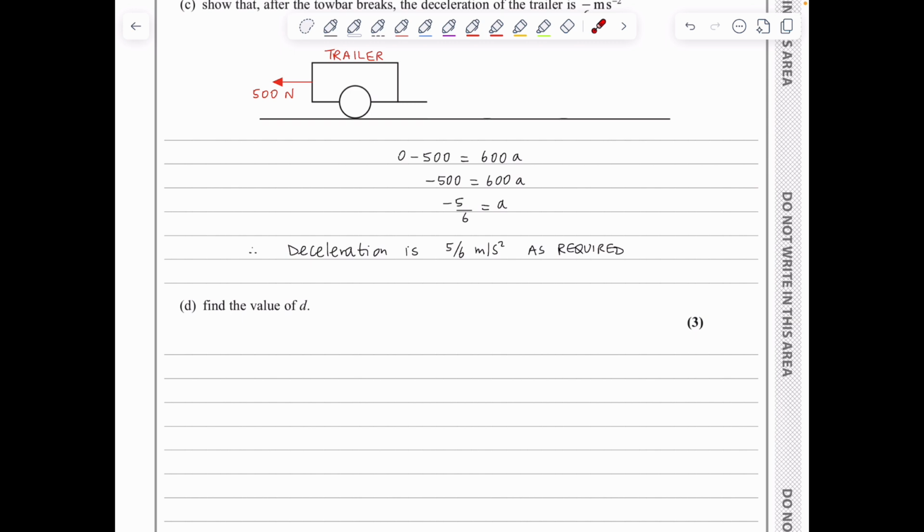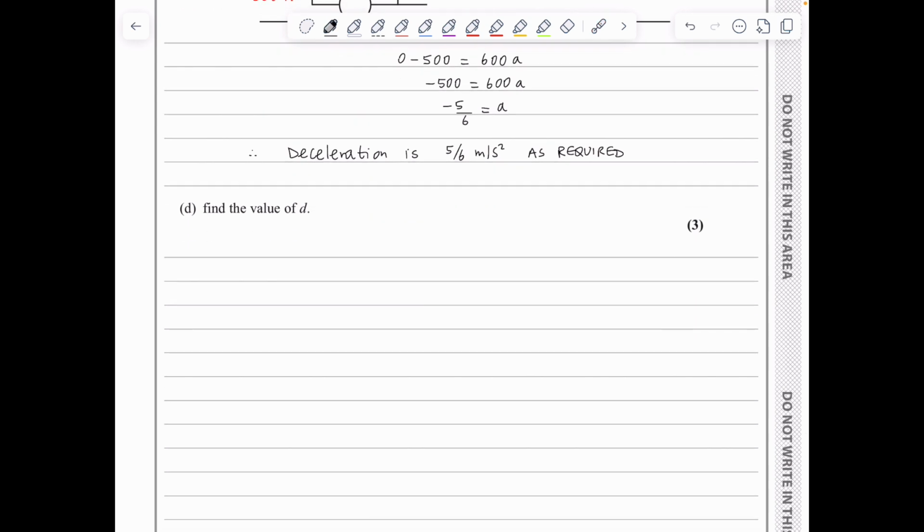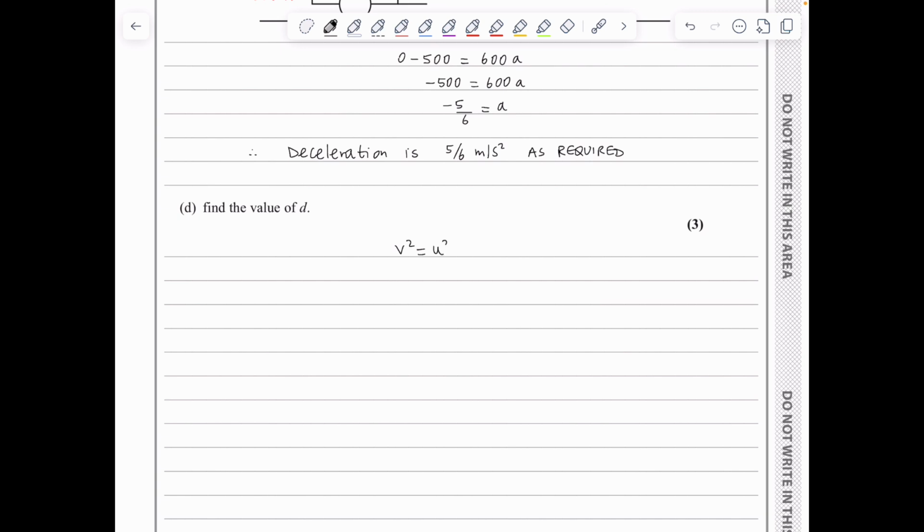We're then asked to find the value of D, and I will be using Suvat equations here because the trailer is experiencing a constant deceleration. So I'm going to be using here V squared is equal to U squared plus 2AS. We know that the final velocity is 0 because the trailer is coming to a rest. So 0 squared is equal to the initial velocity of 12.5 squared plus 2 times the acceleration of negative 5/6 times D.